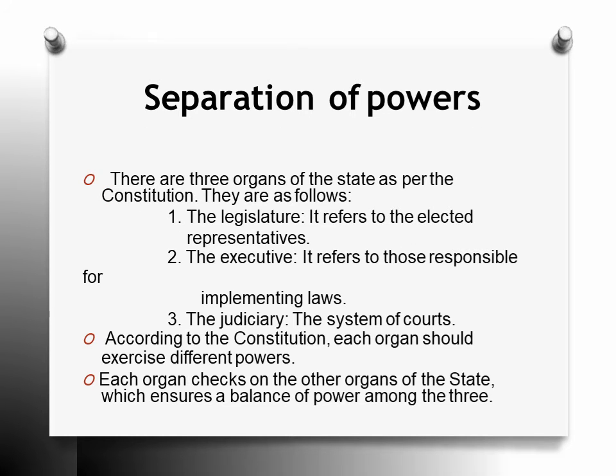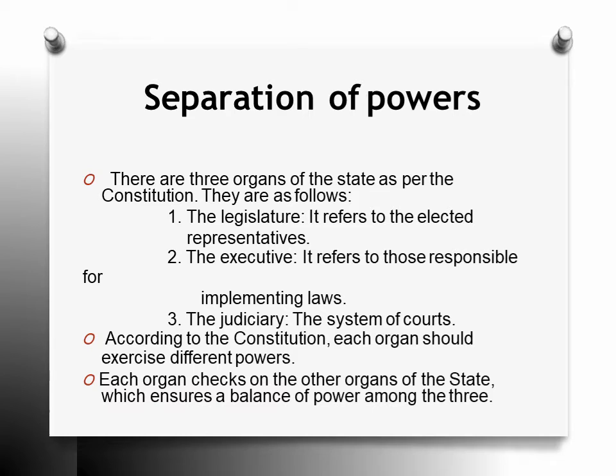The third is separation of power. So, according to the constitution, there are three organs of the government. What are they? First, the legislature, the executive, and the judiciary. All these are the three organs, and these are separate. So, what is the legislature? The legislature refers to our elected representatives. What is the executive? Executive is a small group of people who are responsible for implementing the laws and running the government. And then the last one is the judiciary. The judiciary is a system of courts in the country.